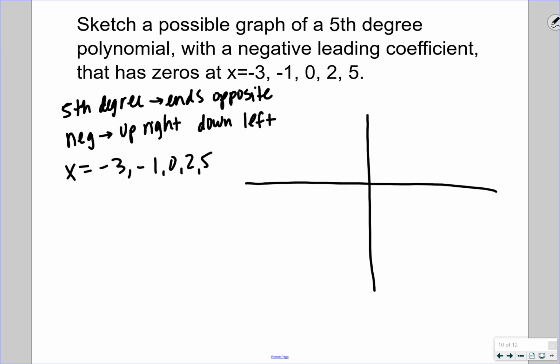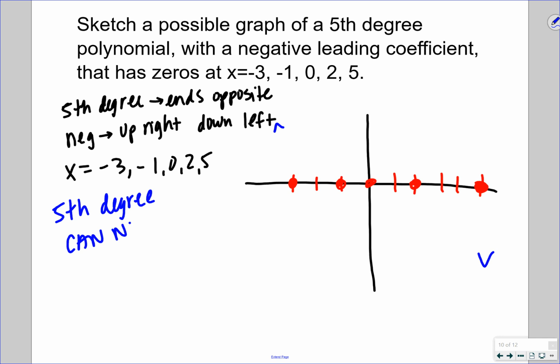I know I'm going to cross through 0 at -3, -1, 0, 2, and 5. I know I am going up on the right and down on the left because of my end behavior. And now I just need to connect my dots. Since I have a 5th degree, I cannot turn more than 4 times. So I need to only turn around 4 times.